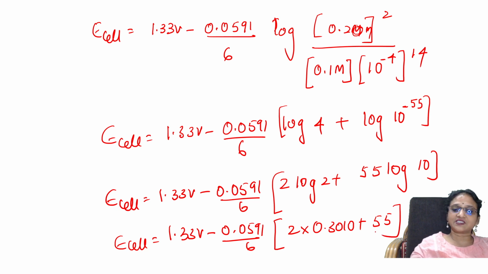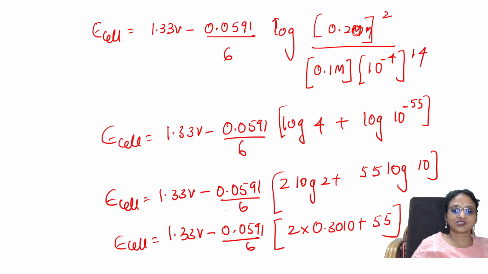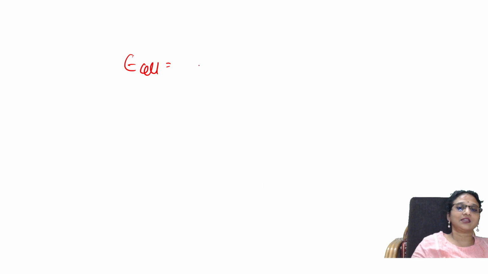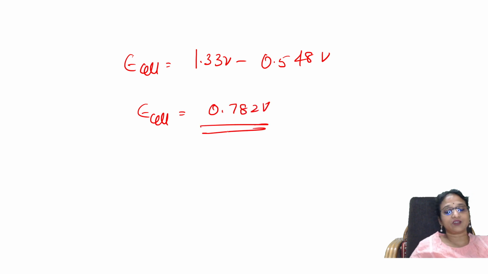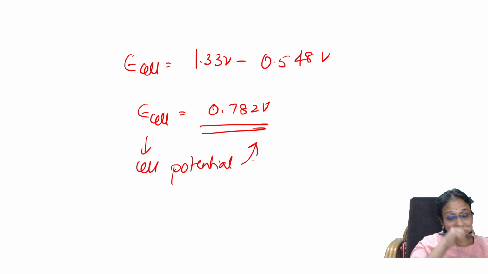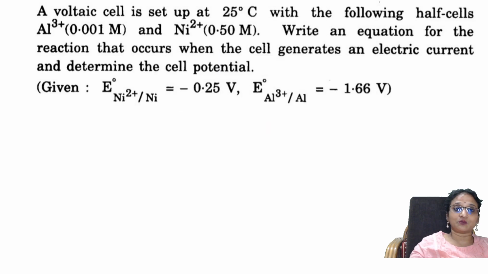Further we simplify, multiply and do it. You will be getting a value of E cell, I am simplifying this whole thing, I'm multiplying this, I'll be getting 1.33 volts minus 0.548, because I worked out already, so it's easy for me to write. So when I solve this, I get 0.782 volts. Simple. They have asked me cell potential. So cell potential for the particular cell is so much. Easy, students?